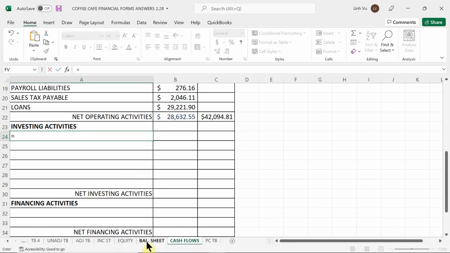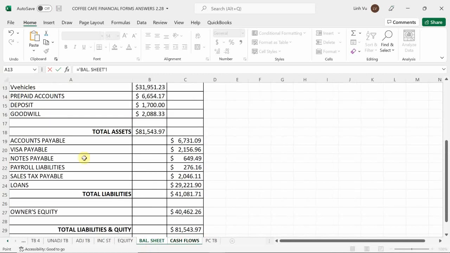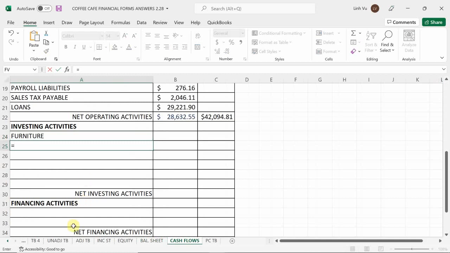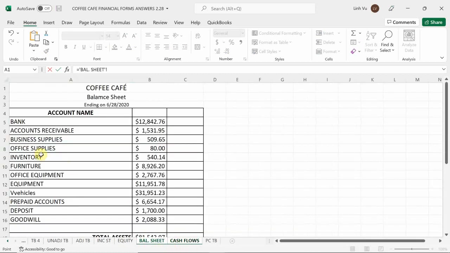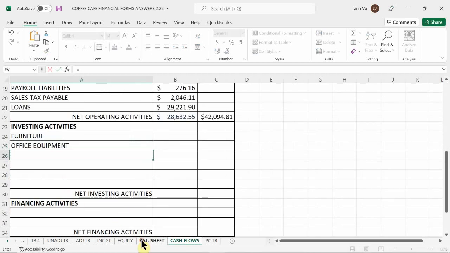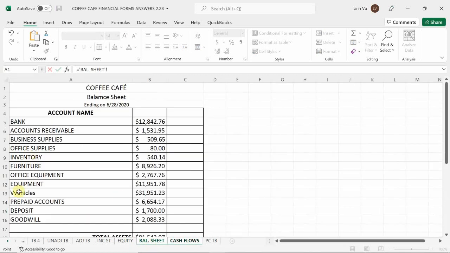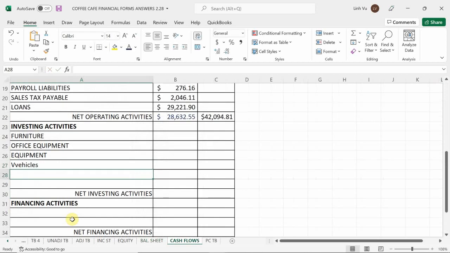What did I invest into my company? Well, I invested in some furniture, right? I also invested in some office equipment. I also invested in some equipment itself, and I also invested in my vehicles, right? Those are things that I invested into the company for. These are my fixed assets. So I got furniture, office equipment, and some vehicles. So these are investing activities.